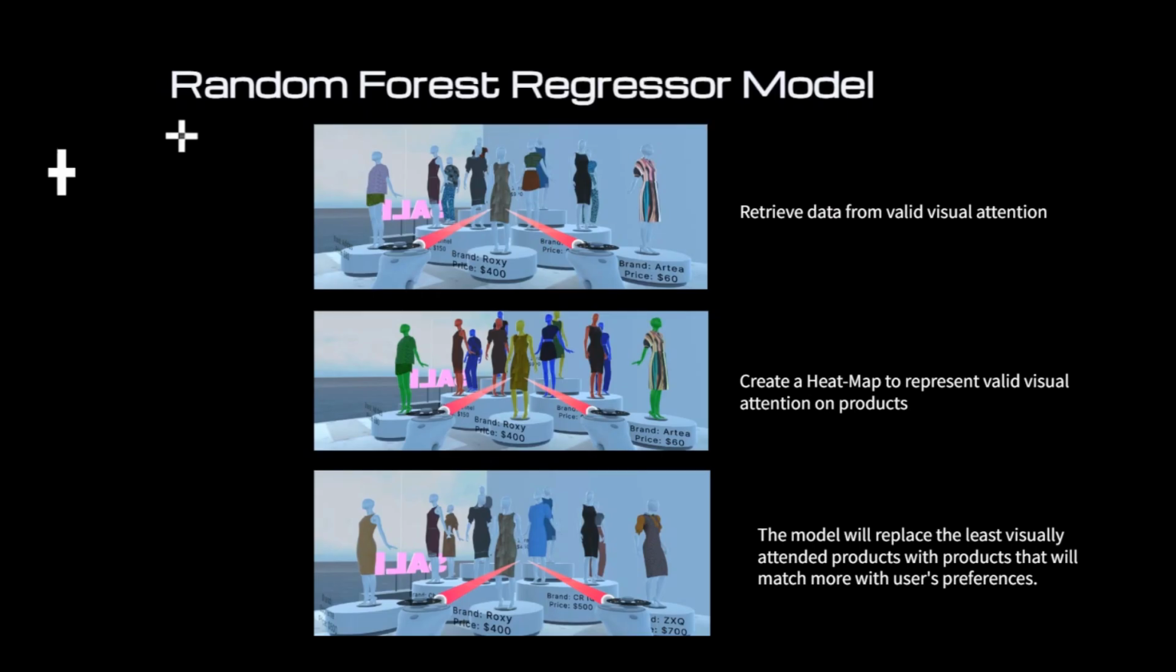Our model worked in the following way. First, we retrieved the data from the valid visual attention to create a heat map to represent this valid visual attention on the products. With this, we send that data to our already trained regressor model, and it will give us a list of recommendations to replace the least visually attended products with products that will match more with the user's preferences.